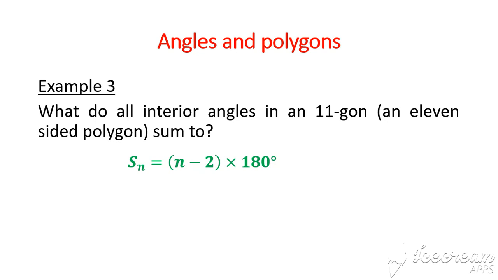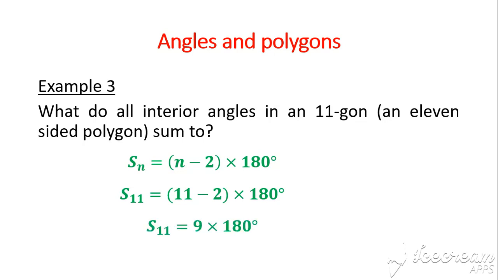We're talking about an 11-sided shape. So S of 11 is equal to 11 minus 2 times 180. 11 minus 2 is 9. 9 times 180. Grab your calculator. 9 times 180 gives us 1,620 degrees.